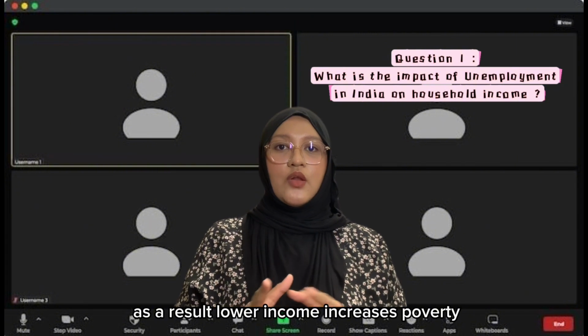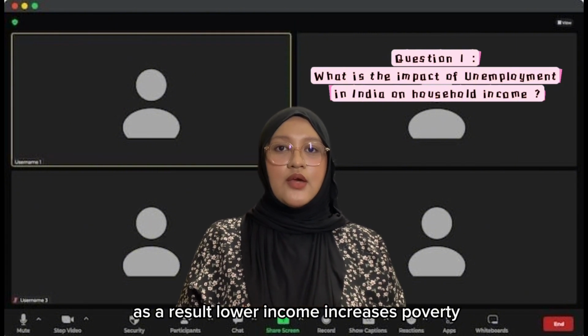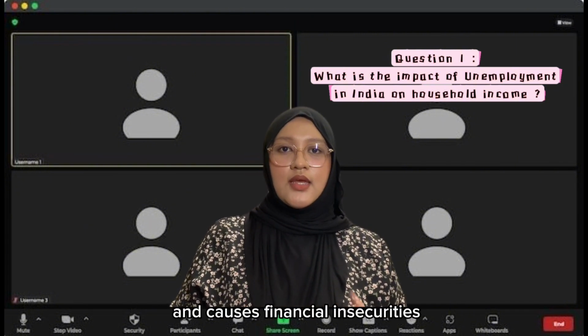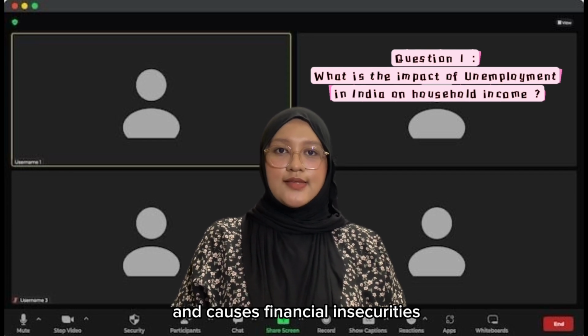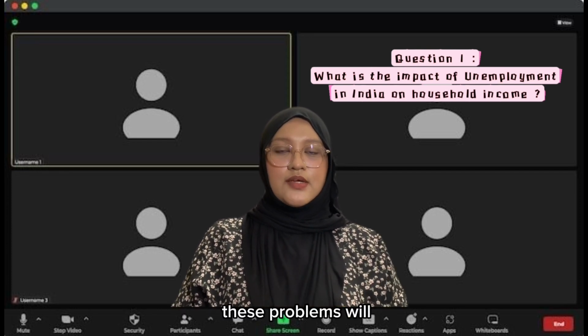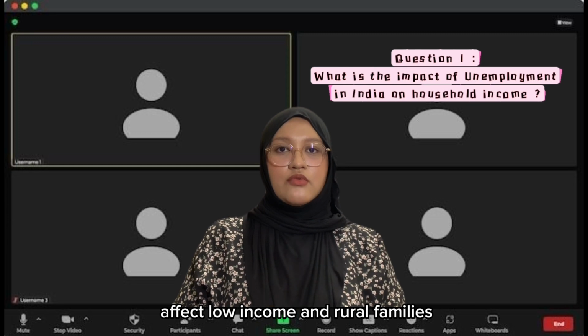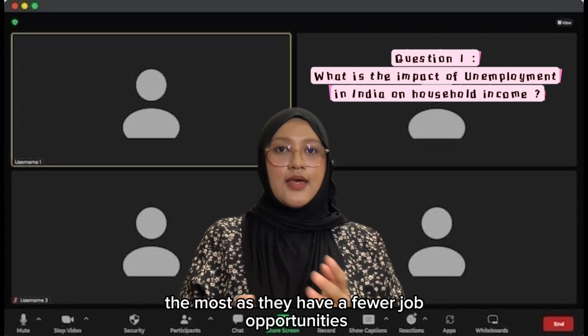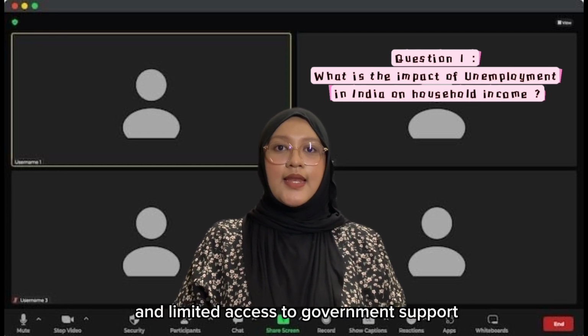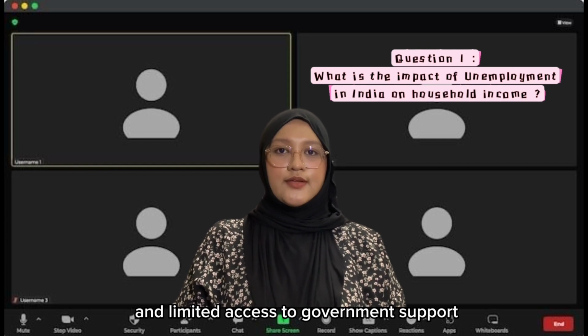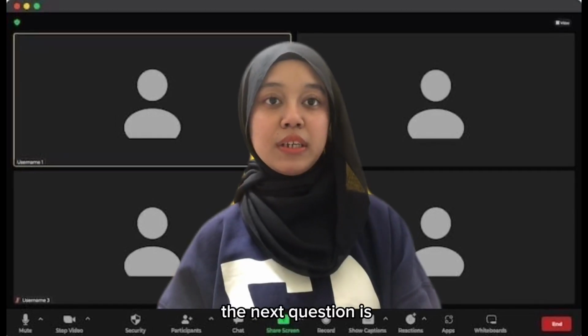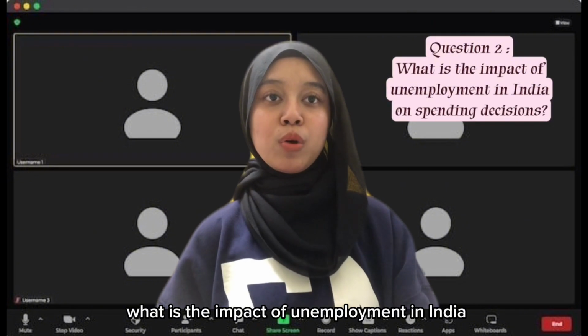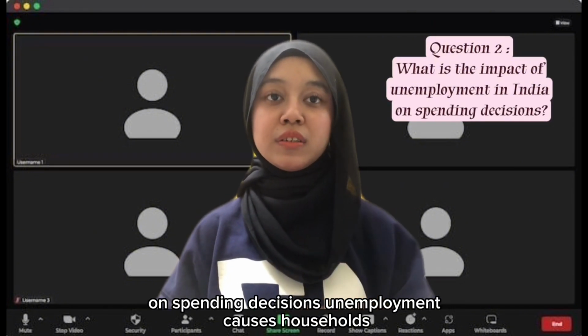As a result, lower income increases poverty, widens income inequality, and causes financial insecurity. These problems will affect low-income and rural families the most, as they have fewer job opportunities and limited access to government support. The next question is, what is the impact of unemployment in India on spending decisions?